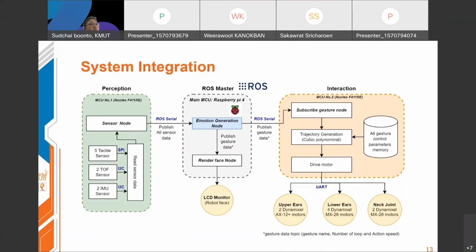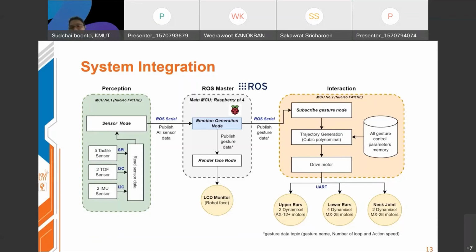The second is the ROS Master, the main system of the robot, implemented on a Raspberry Pi 4. It subscribes to all sensor data from the perception node to calculate the robot interaction using the emotion generation node. The output of the emotion generation node is the gesture data, which is published to the render face node to render and display the robot face animation on the LCD monitor, and published to the interaction node using ROS serial.